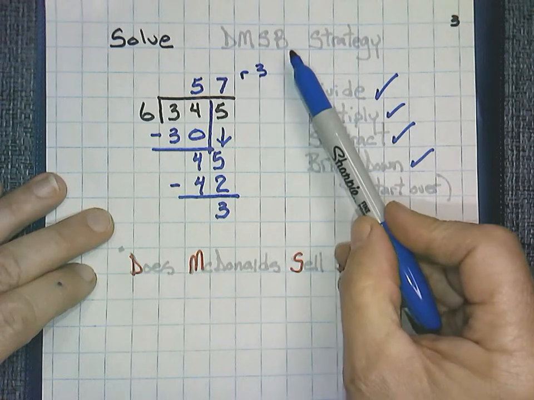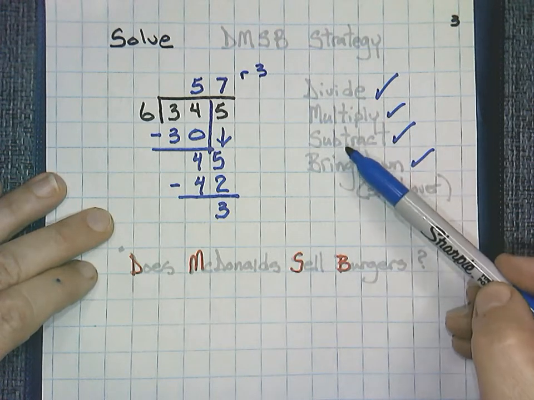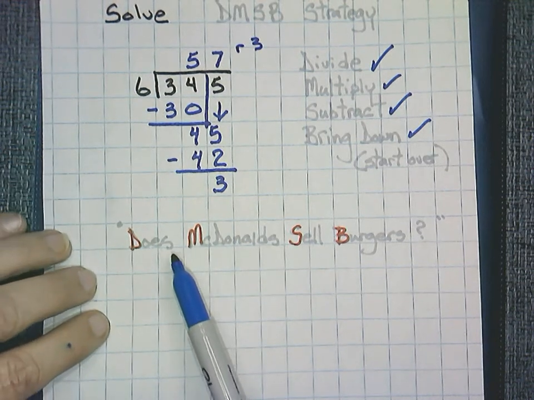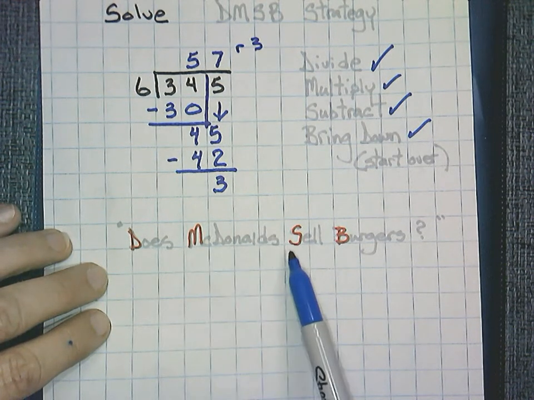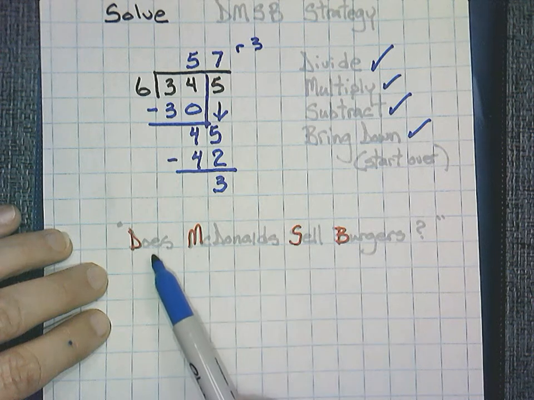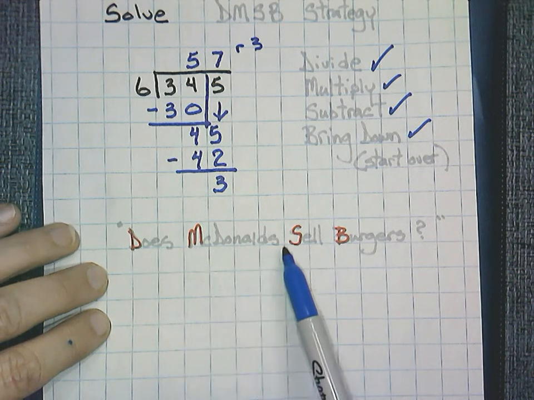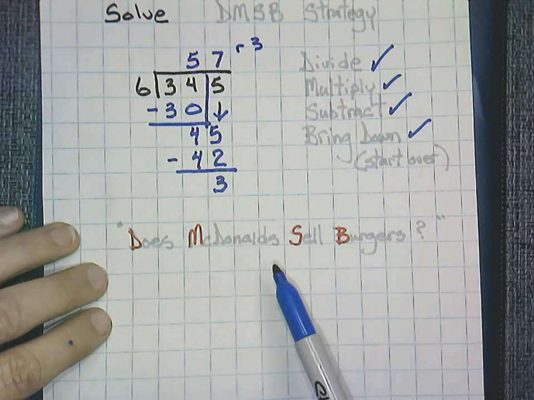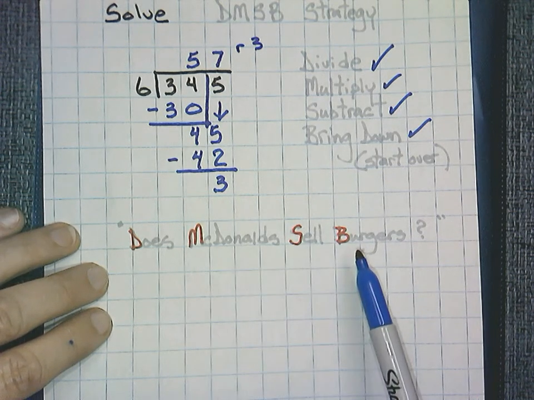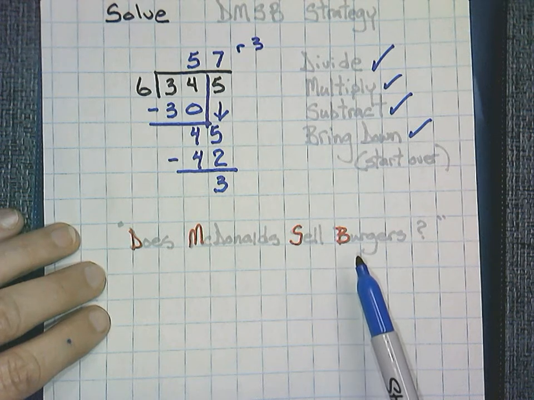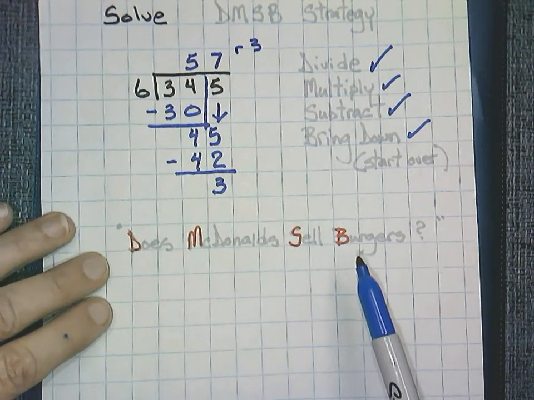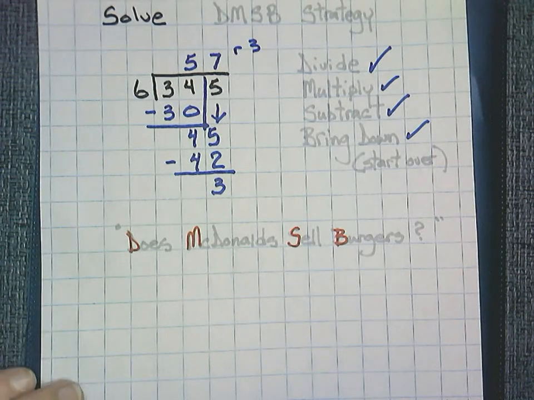For our strategy, divide, multiply, subtract, and bring down, some people like to use an acrostic. For example, does McDonald's sell burgers? Notice the D, the M, the S, and the B. Sometimes that's helpful. You'll find different acrostics from different teachers. Many of them you can find by doing a search on the internet. So that might be helpful.